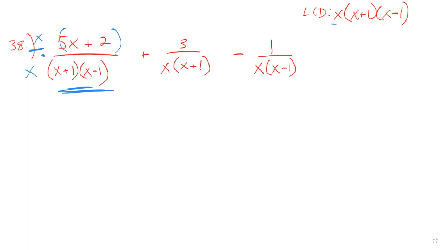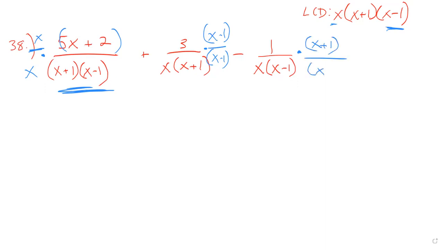Okay, this second fraction, what are we missing here? So I've got the x and I've got the x plus 1. I'm missing the x minus 1. So I'm going to multiply the top and the bottom by that. And then on this last fraction, I've got the x. I've got the x minus 1. So what are we missing? Well, the x plus 1. So I'm going to multiply the top and the bottom by that.